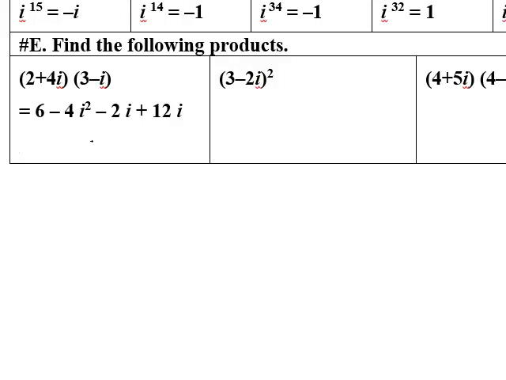So I put already the real parts right next to each other. Then I'm going to have minus 2i, which is the outer part, and then I have plus 12i, which is the inner part. And then you can see that 6 minus 4i squared, well, that's a -1 there. That gets rid of that minus that's already there. So 6 plus 4, actually, which is 10. And then minus 2i plus 12i is minus 10i.